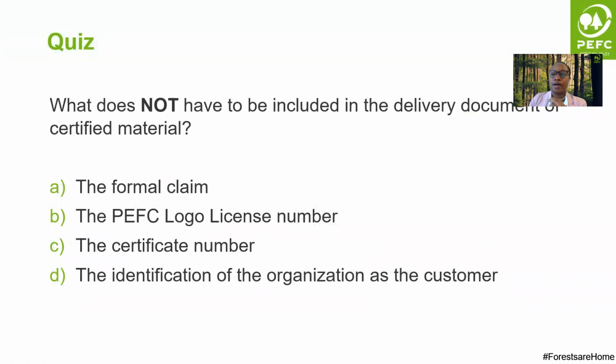So now let's see if we have understood a bit of the identification of input and declaration of outputs. We have a question here that you're going to participate in. The question reads, what does not have to be included in the delivery document of PFC certified material? A, the formal claim, or B, the PFC logo license number, or C, the certificate number, or D, the identification of the organization as the customer.